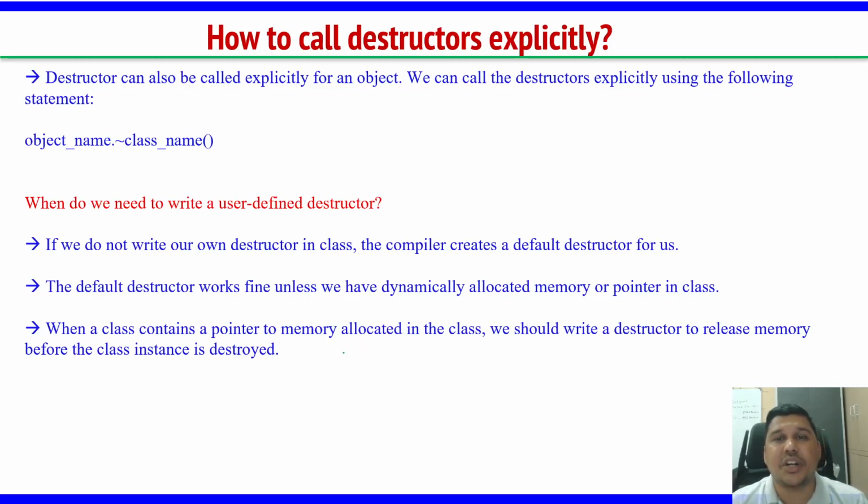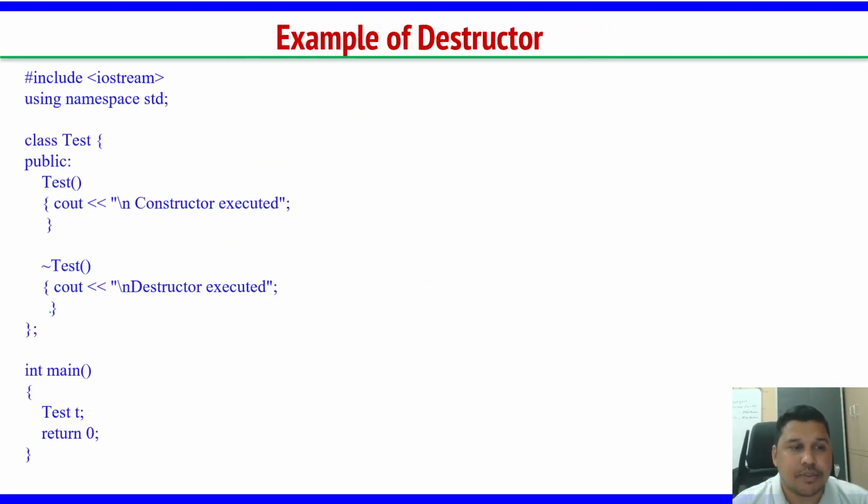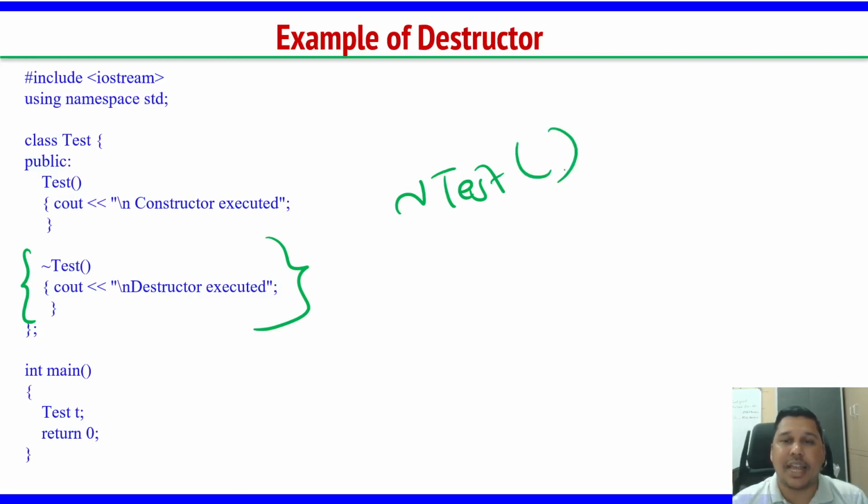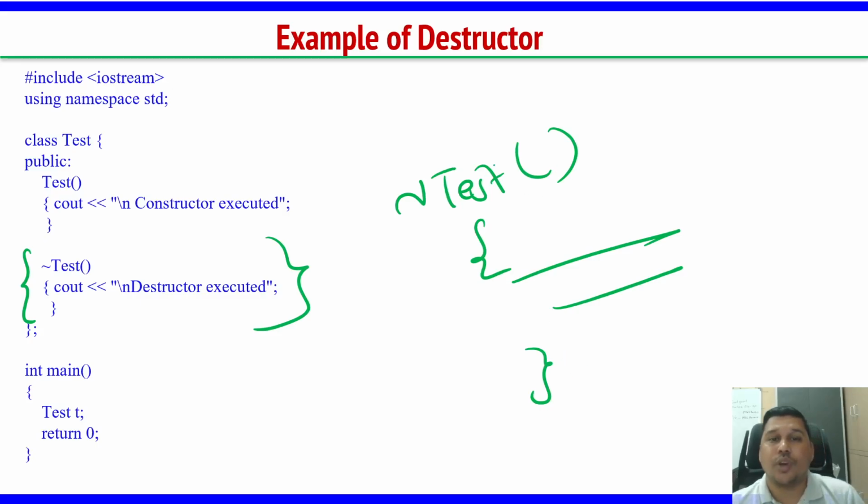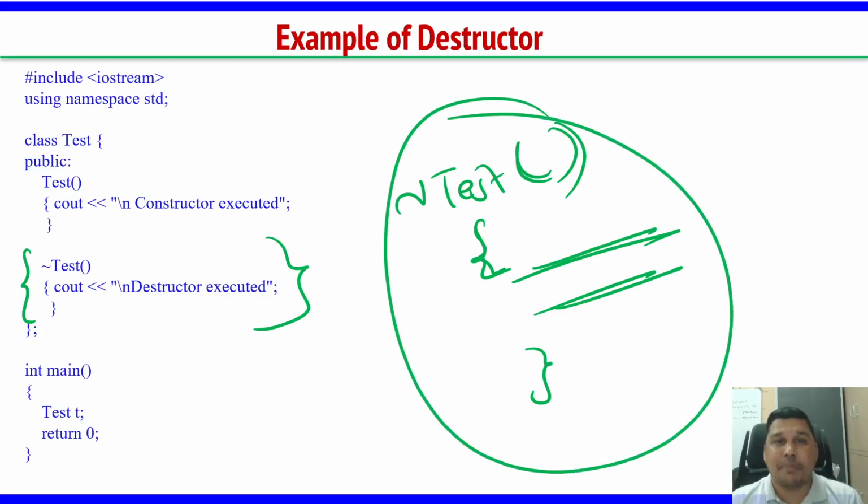How do we call destructors explicitly? See, we are writing it like this, manually. You write the tilde operator with the class name, negation of Test, open and close round brackets, then flower brackets, and then write some set of statements. This is explicitly, manually given. Manually you are writing the logic to destroy the memory allocated for that object.